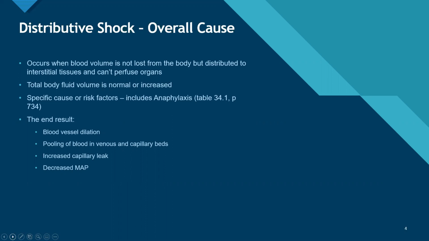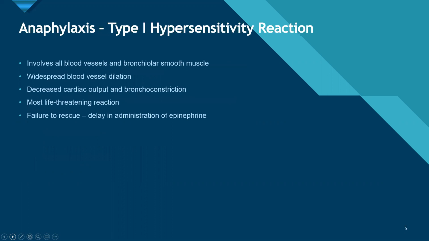So the end result is you have blood vessel dilation, right? Because you have pooling of blood in the venous and capillary beds, leading to increased capillary leak, like edema, and you have a decreased mean arterial pressure, with the normal volume of blood. There's a picture in the book as well that shows the 4 different types of shocks in that chapter, showing whether it's normal volume, if it's leaking, anything else. So pulling the blood, that's distributive shock. Anaphylaxis is one cause of that distributive shock.